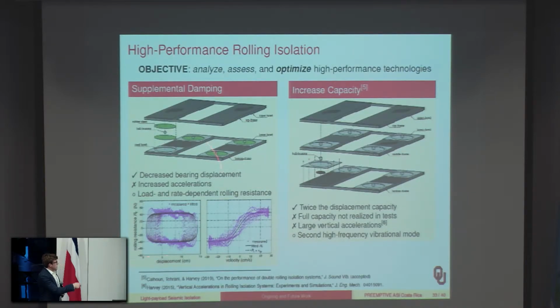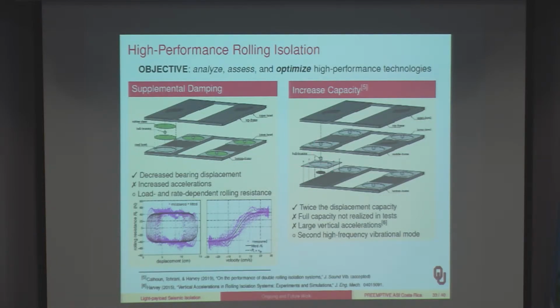So supplemental damping is a really good way of trying to improve the performance. We've also looked at just trying to stack two systems on top of each other, so we're effectively increasing the capacity. This, we're trying to reduce the demand. This, we're trying to increase the capacity. They each have drawbacks and benefits. Damping is nice, it reduces our displacements at the expense of increasing accelerations.